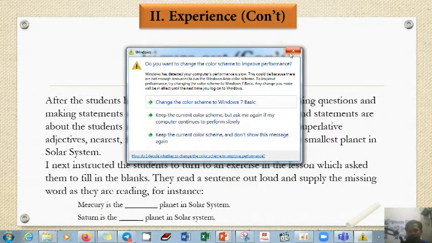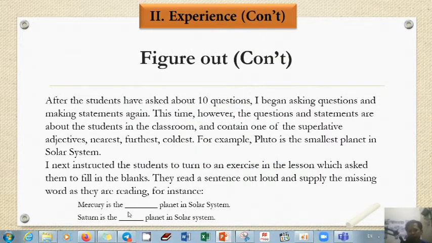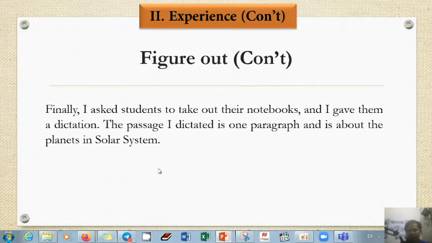And Saturn is what? It is the most beautiful planet in the solar system. And then finally, I asked the students to take out their notebooks and gave them a dictation, about 10 words or 5 words related to the names of the planets in the solar system. Then the passage I dictated is one paragraph, and it's about the planet system as well.